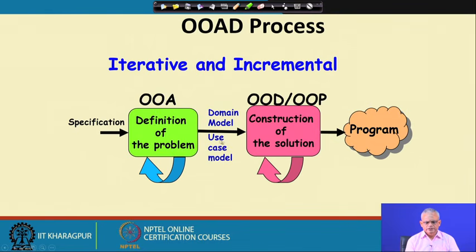One is the use case model and the other is the domain model, and then we use these 2 diagrams to carry out the design process and also the programming. In object oriented design, some code is also generated during the design process. Here we construct the solution. In the analysis problem, we analyze the problem and model the problem.